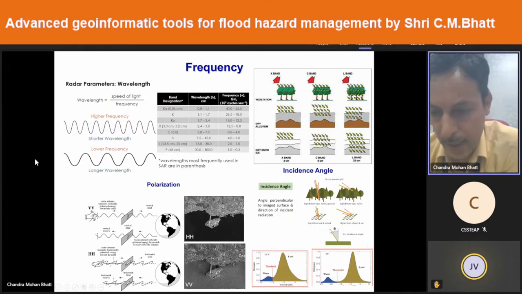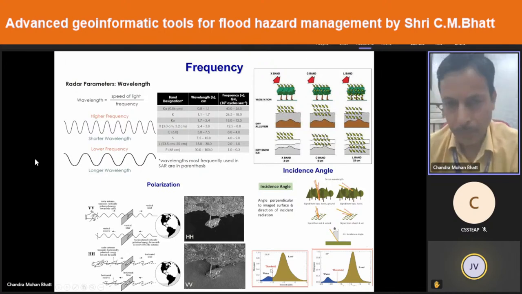Other is the incidence angle: the angle between the incident beam and the perpendicular to the surface is called the incidence angle. Whether we have a steep incidence angle or a shallow incidence angle also has a role in how the water will appear and how the interpretation will happen. Generally for flood mapping, we prefer a shallow incidence angle, around 45 degrees, or more than 40, where you have a better distinction between the water and the land compared to the steep incidence angle.